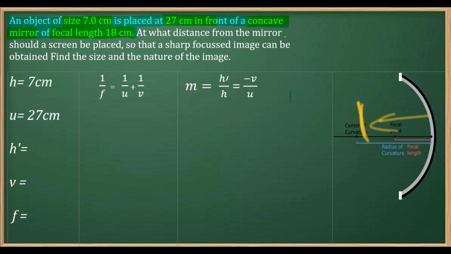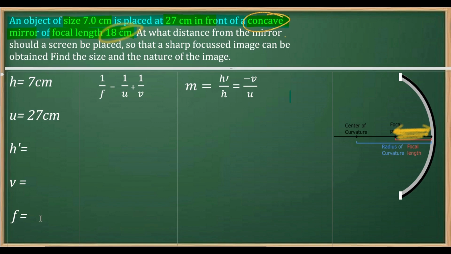Next, you see that it is a concave mirror, and you can see from the figure that the focal length of the concave mirror is to the left, right? It is measured to the left, so you can say that this again will be negative. So it's going to be negative 18 centimeter, that is focal length, minus 18 centimeter.